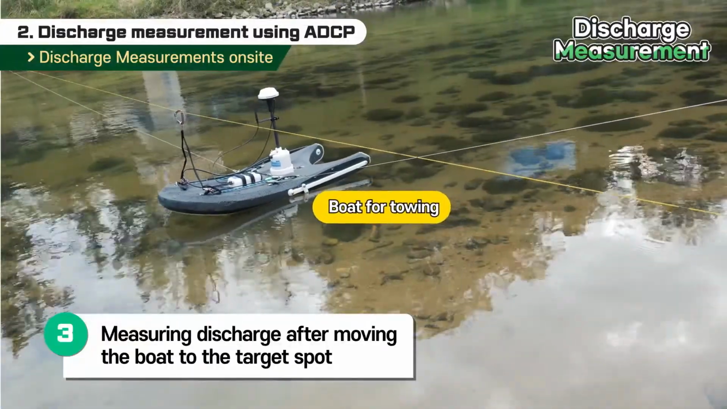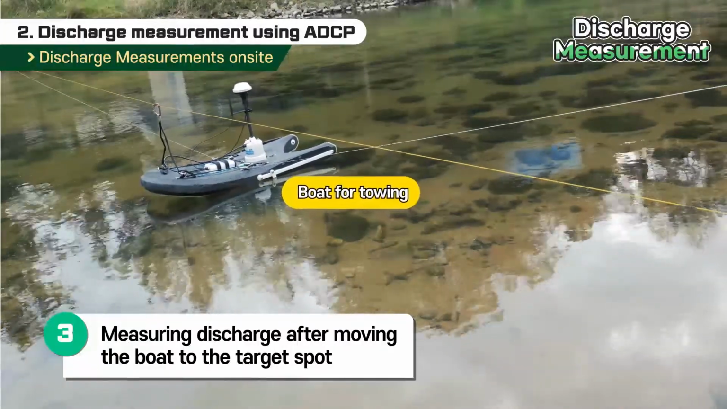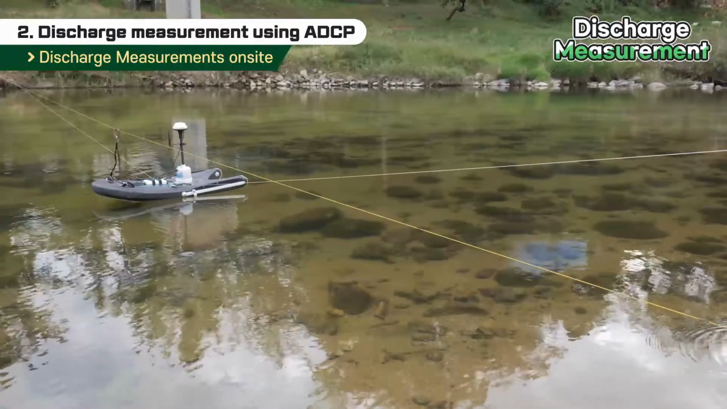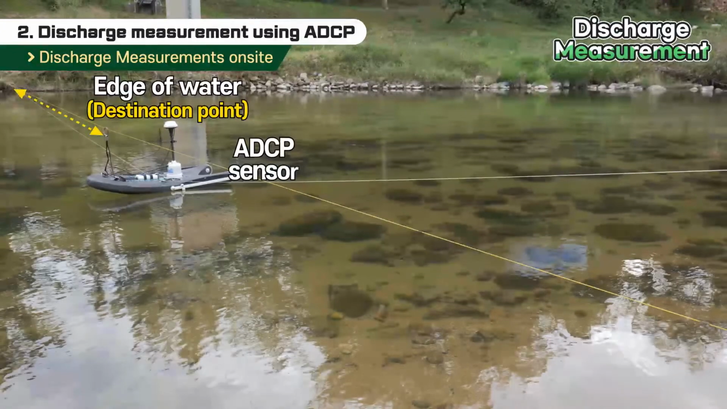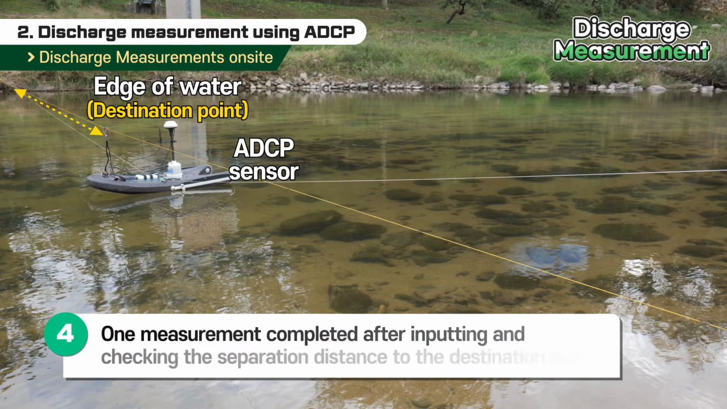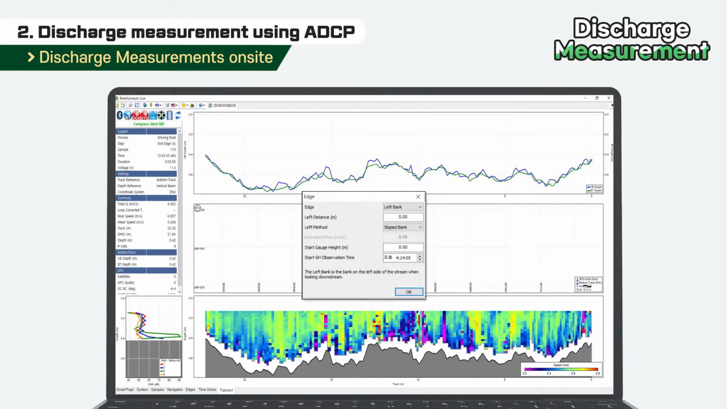This slide shows the remote-controlled boat. This slide shows the boat for towing. When the movement of the boat is completed, enter the separation distance from the edge of the water at the destination point to the measurable sensor. Check the separation distance and input it into the laptop program to complete one discharge measurement. Here you can see an example of the laptop program.